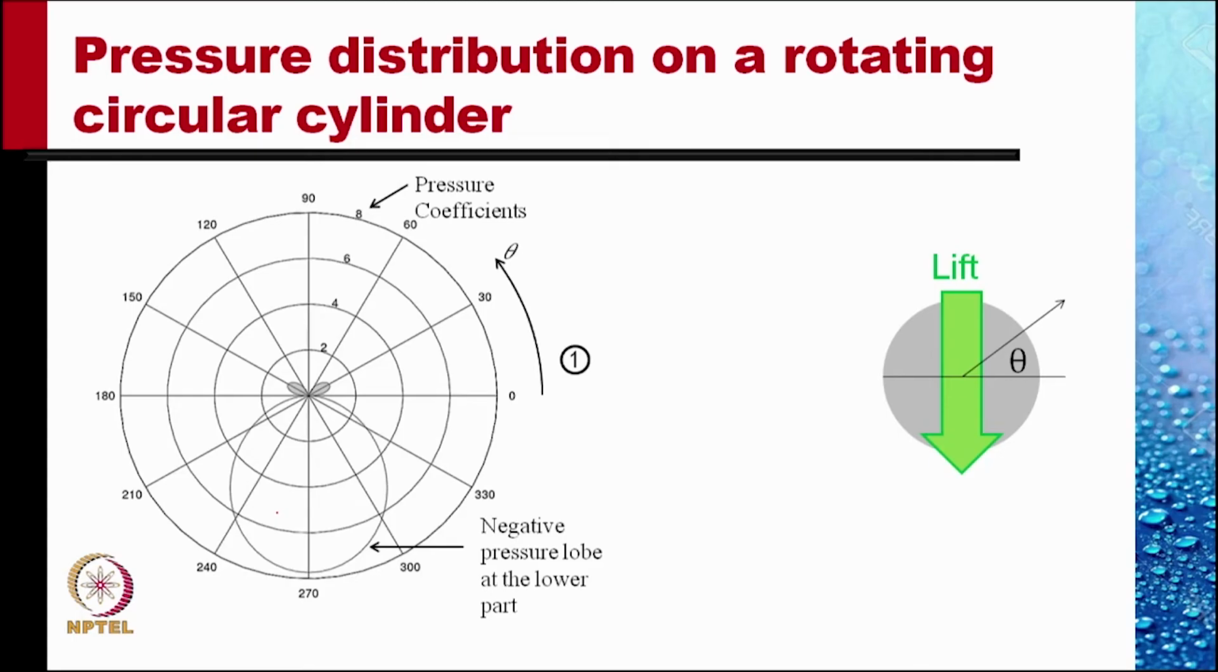How do you evaluate the force? Since we know the pressure at every location, we find out the pressure force at an angle theta and take the vertical component, which is P cosine theta, and the area of that element is r d theta, and we integrate over 0 to 2 pi, and we get the force per unit length F prime as minus rho V naught gamma. This is the famous Magnus rule. We'll talk about this further.